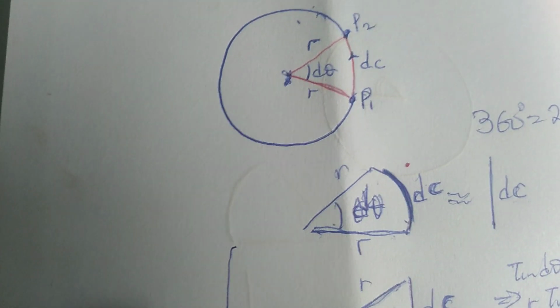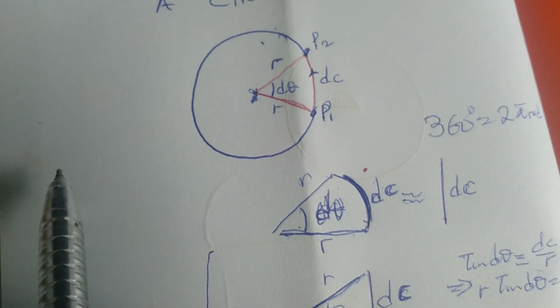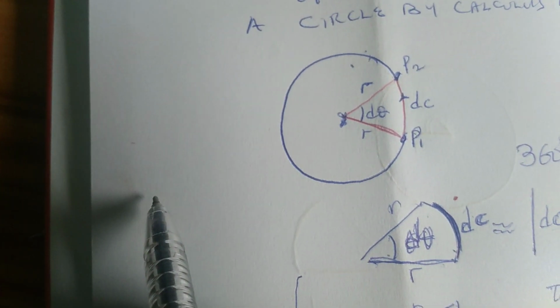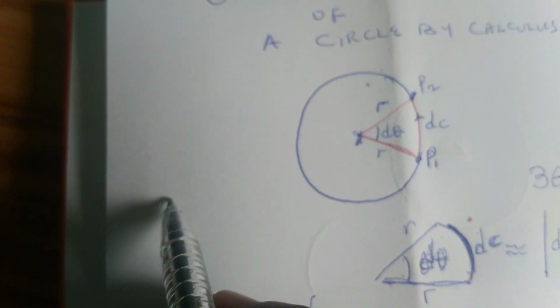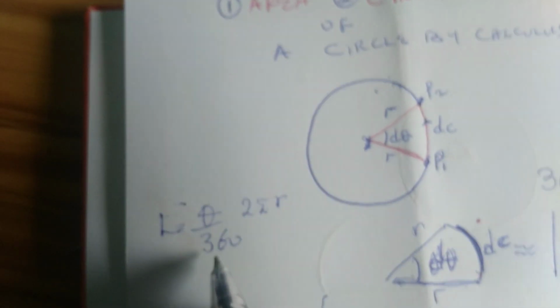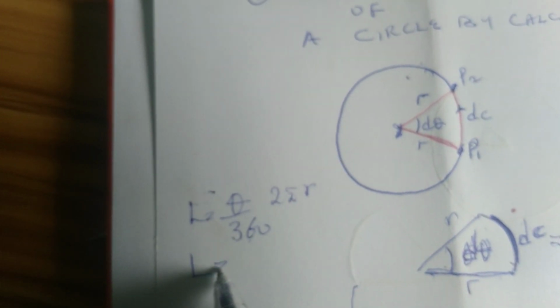Now, to get the circumference of that circle, we can still use this particular sector that I have here. We know very well that the length of an arc of a sector, length L, is θ all over 360 times 2πr. In radians, the 360 becomes 2π.